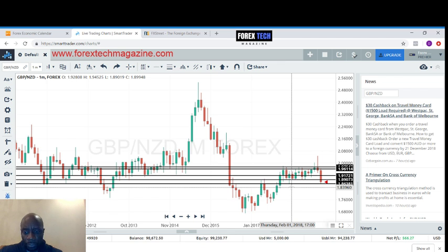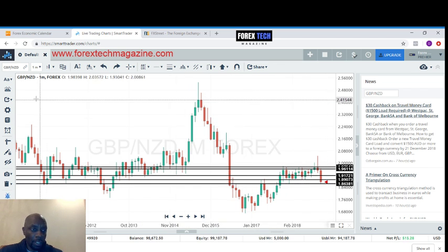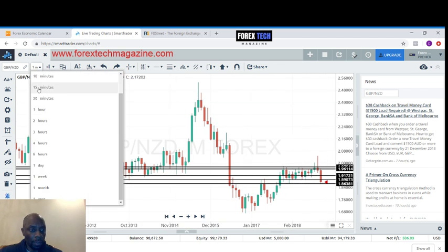Look at the monthly chart. These support and resistance levels actually held up on the monthly as well, which is really good. I'm going to tell you, man, I'm looking at this right here.